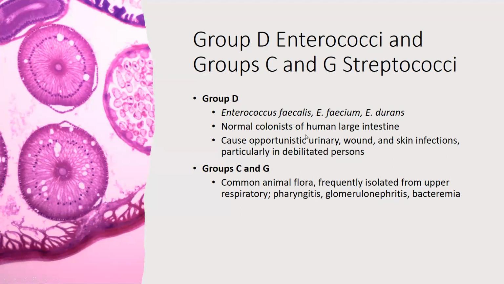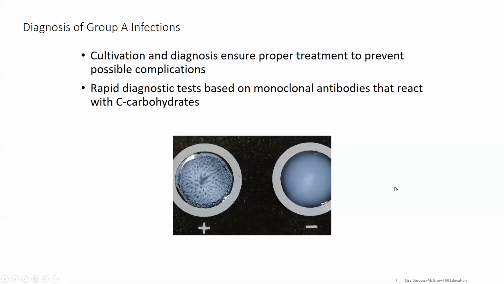This is a normal colonizer of the large intestine. So this would be part of normal healthy flora, but it can opportunistically cause urinary, wound, or skin infections in someone who's debilitated or immunocompromised, okay? Group C and D strep are frequently isolated in upper respiratory flora, so it could be normal flora. Again, in someone who's immunocompromised, we could see a pharyngitis, a glomerulonephritis, or bacteremia. I wouldn't worry about that one as much.